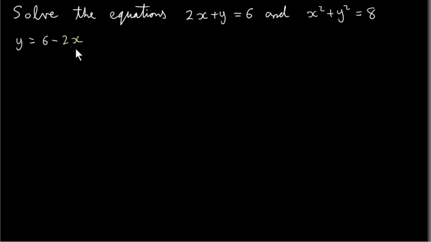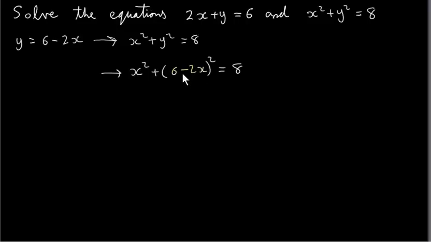The next thing you do is you sub this equation into this equation here. So we sub it into the non-linear equation. We sub the linear equation into the non-linear equation. So we have to replace y in our non-linear equation with 6 minus 2x. So we're going to get x squared plus (6 minus 2x) squared equals 8. We need brackets here, of course, because y consists of two terms, and we have to square it.